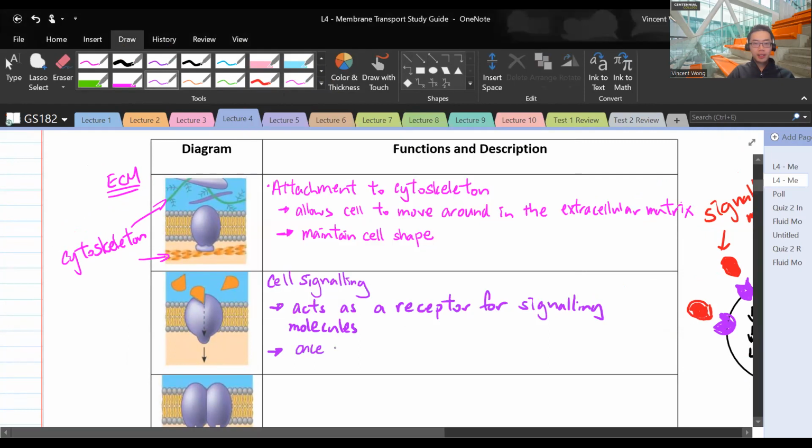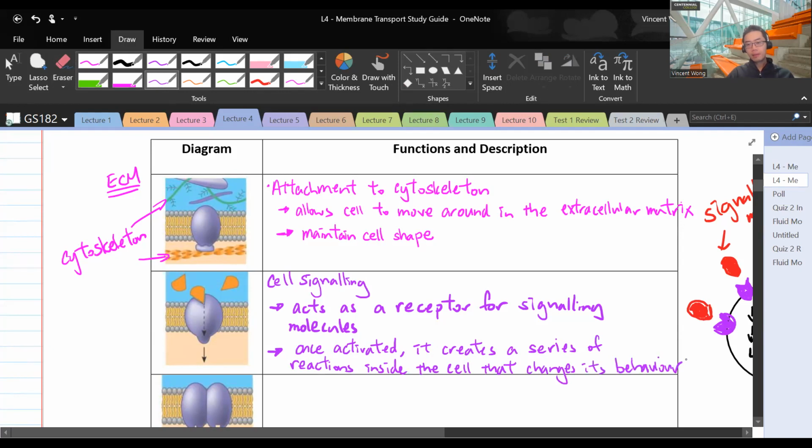Once the receptor is activated, it creates a series of reactions inside the cell that changes its behavior. Okay.